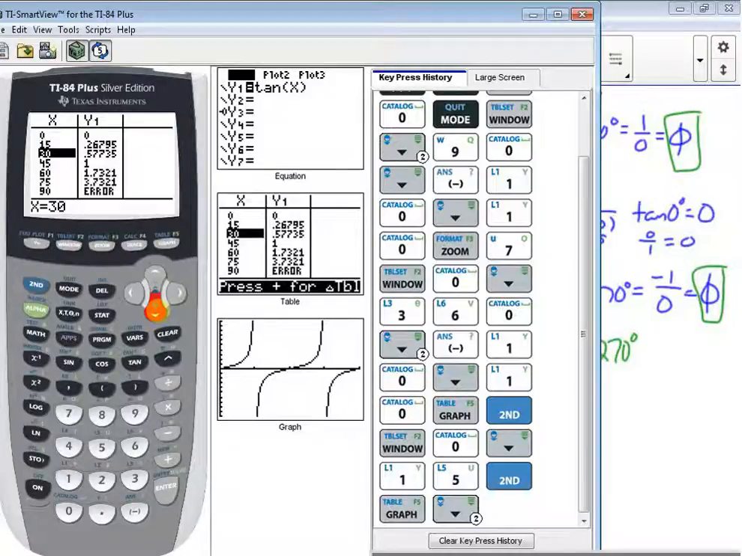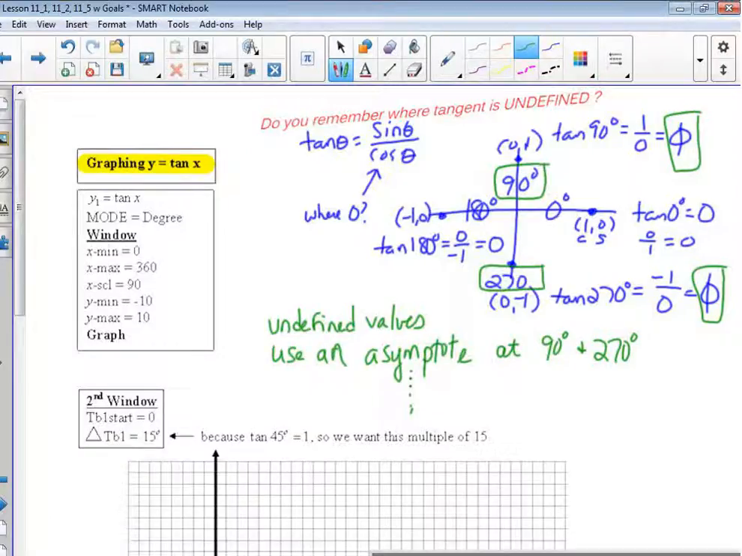Okay, so I have 45 is 1, but I have 15 is 0.2, and I have 30 is about 0.6. All right, and then 60 is 1.7, and 75 is 3.7, and 90 is undefined. And 0 is 0. So let's go back and plot that.